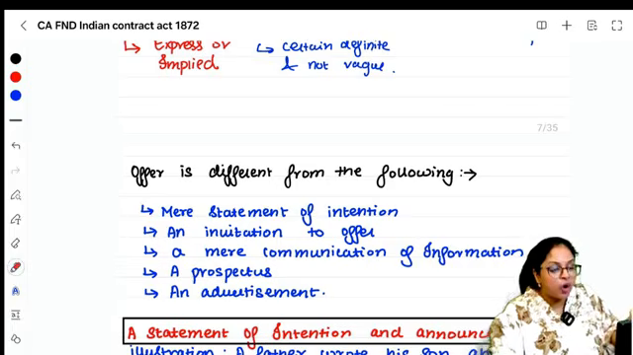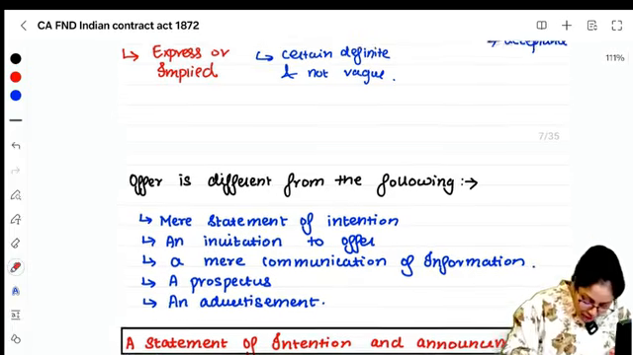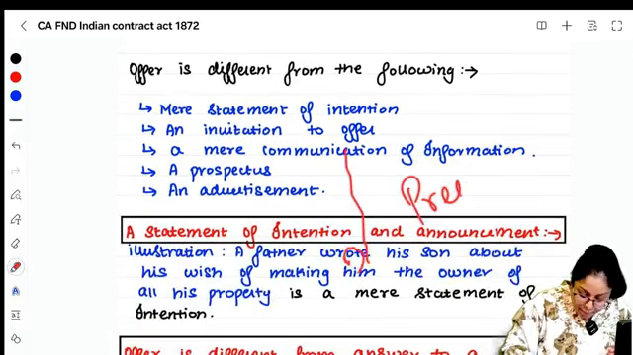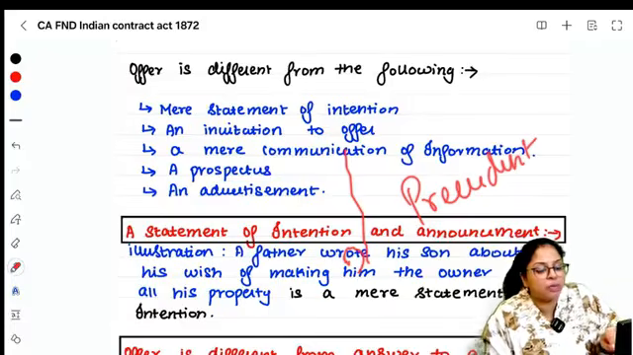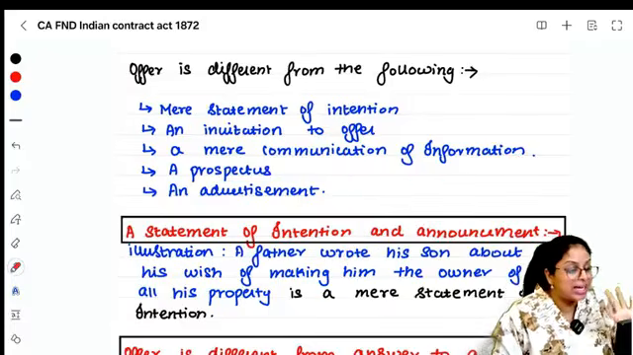Ma'am, invitation to offer is a precedent. Keyword is what? Precedent. It is a precedent to making an offer. Invitation to offer is precedent.